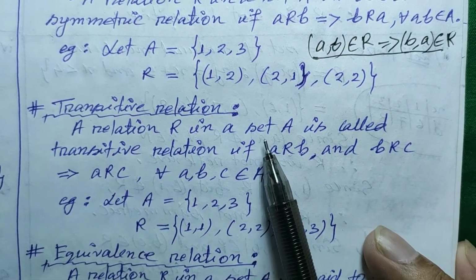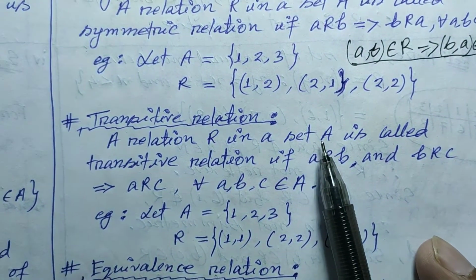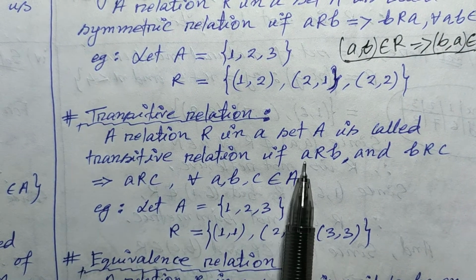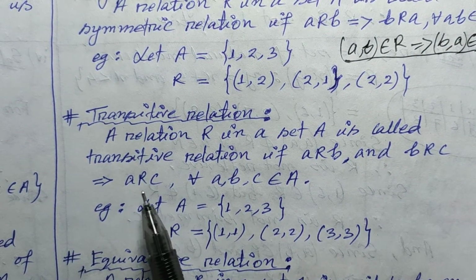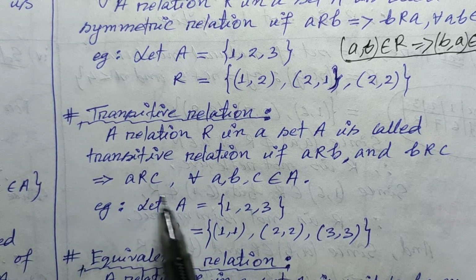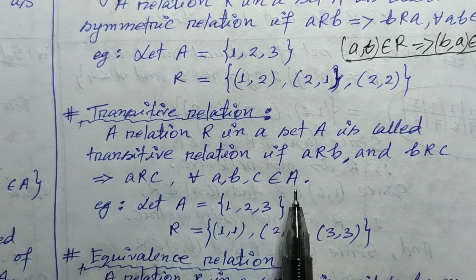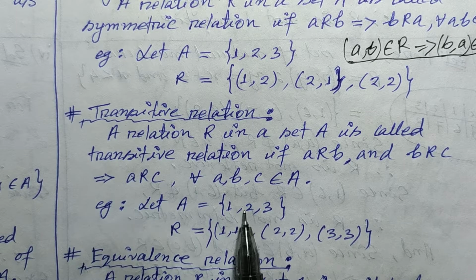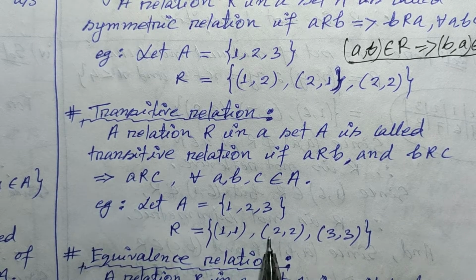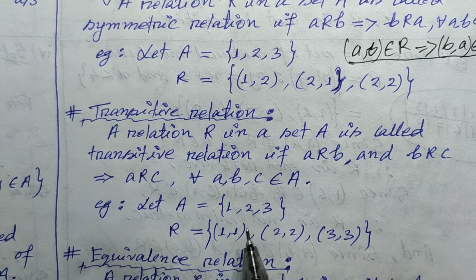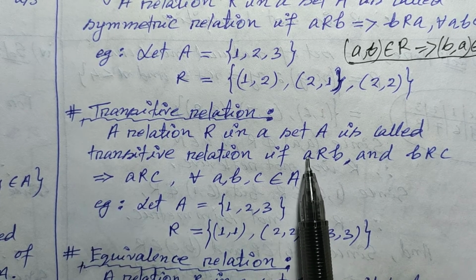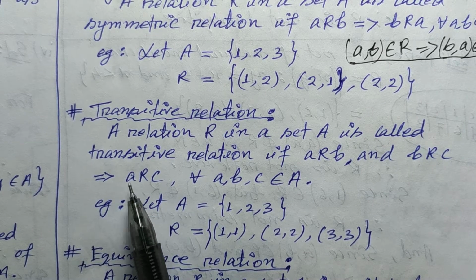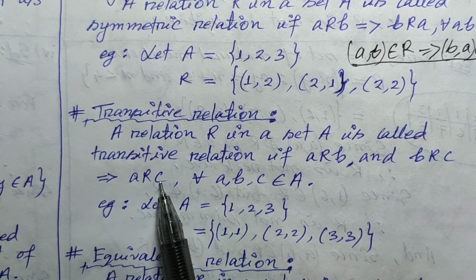Then let's go to transitive relation. A relation R in a set A is called a transitive relation if A is related to B and B is related to C implies that A is related to C for every A, B, C belongs to A. Now let us take an example. Let A is equal to {1, 2, 3}, R is equal to {(1, 1), (2, 2), (3, 3)}. If A is related to B and B is related to C, then compulsorily A should be related to C.